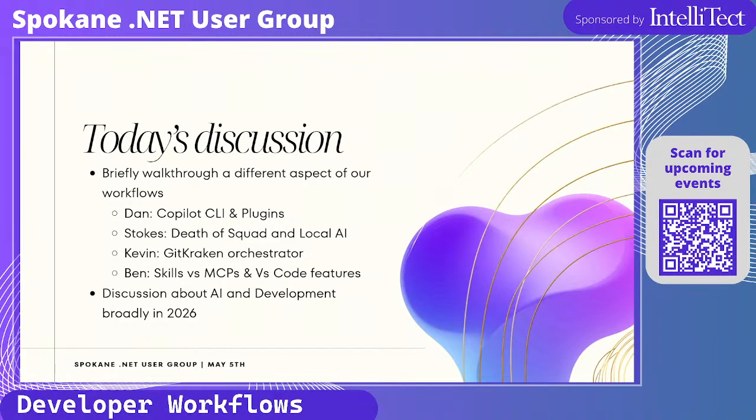And then Ben is going to be going a little bit into skills with some MCPs and some VS Code features. But the real reason that we're excited to have everyone here is just a discussion about AI development broadly in 2026. So we're going to run through our workflows just to spark some of the conversation, and then we'll sit down and everyone will be invited to talk, and we'll go the direction that people are interested in or have questions. So hopefully the overall workflows make sense, and we can just go from there. We're going to start with Stokes. He's going to be talking about what his setup is and how it changed today.